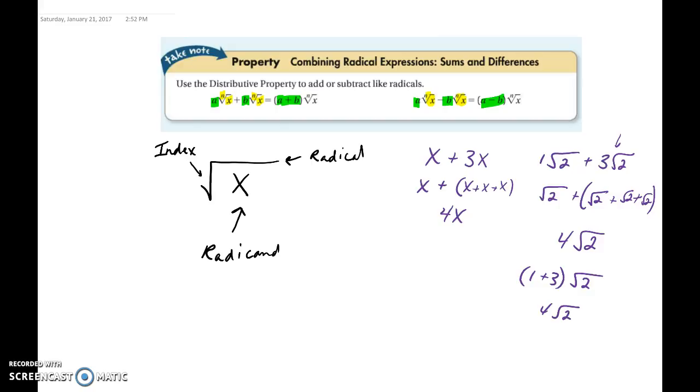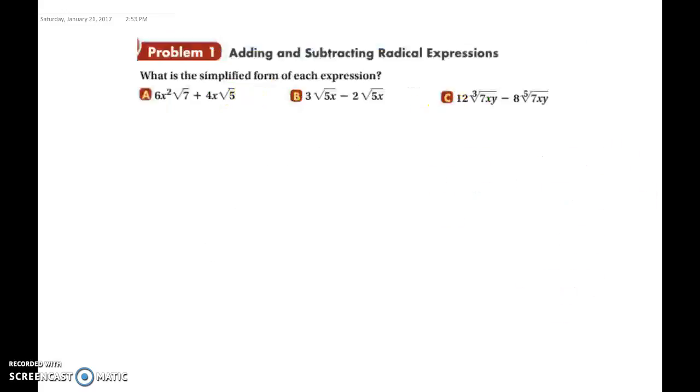All right, so now we're going to go through a couple examples. It says, what is the simplified form of each expression? So we're adding and subtracting radicals here. In order for us to do this, everything has to be the same, the index and the radicand. So when we look here, this is the square root of 7 and this is the square root of 5. Since they're not the same, we can't do anything with this. So this is in fact our simplified form. That will be your final answer. It's just 6x squared times the square root of 7 plus 4x times the square root of 5. There's nothing that you can do there.